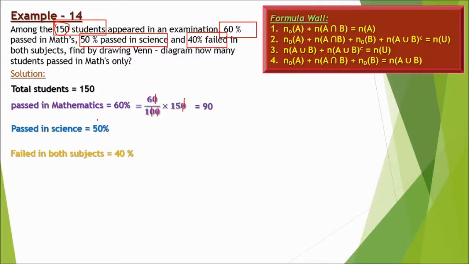Here also the same process we are going to apply. Here also 50 upon 100 into 150. Total is 150. So here also we can cancel 0 and 0 and 0 and 0. So 5 into 15, that is 75. So 40% also we can convert into a number. Cancel 0 and 0, it is 60. So we have the numbers. Now this question is like any other question.